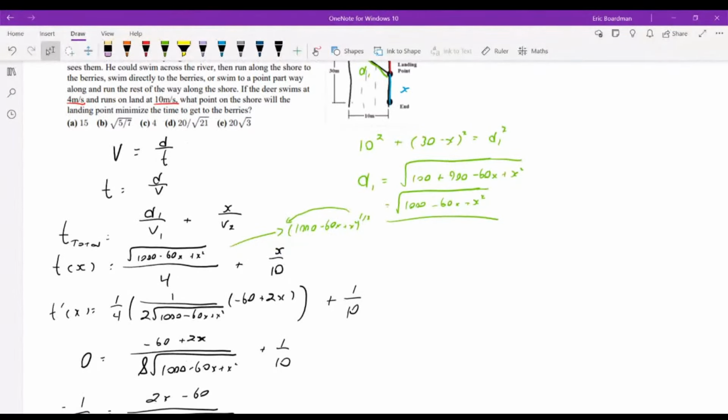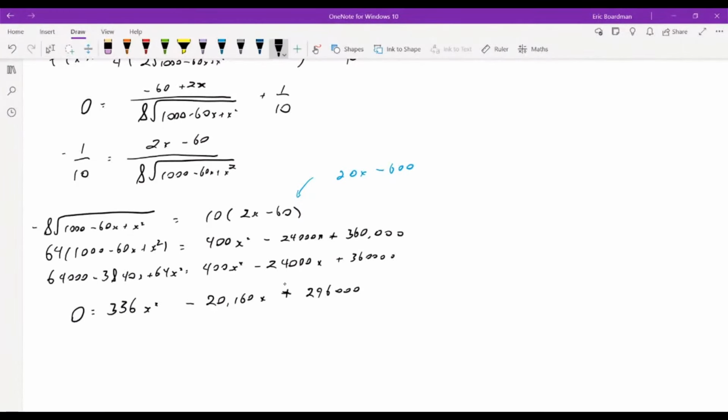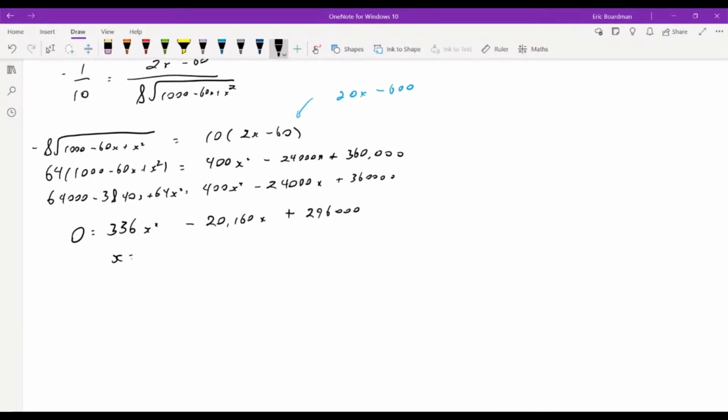So, oh yeah, thank you. Thank you, it's plus 296,000. So let me try that again, sorry about that. 336, negative 20,160, and then positive 296,000. So now I'm getting x equals 34.36, or x equals 25.6.